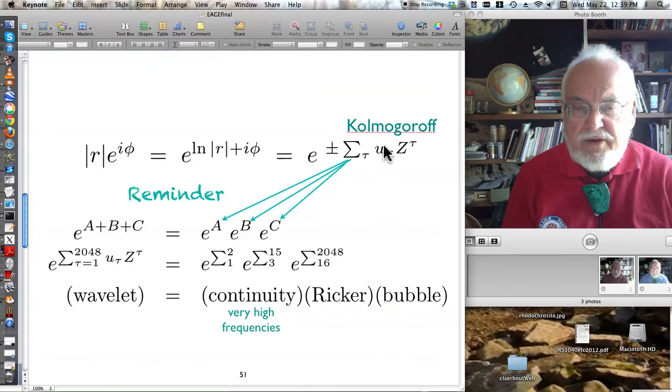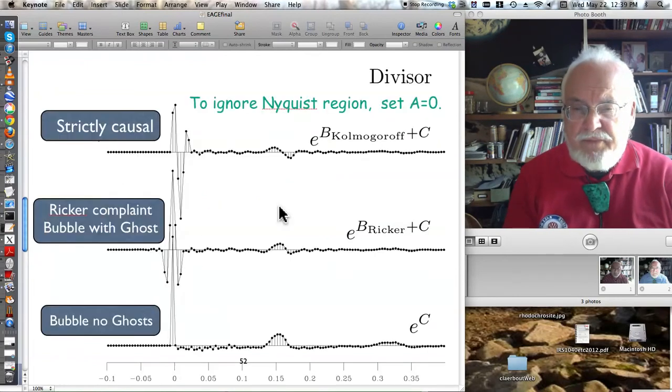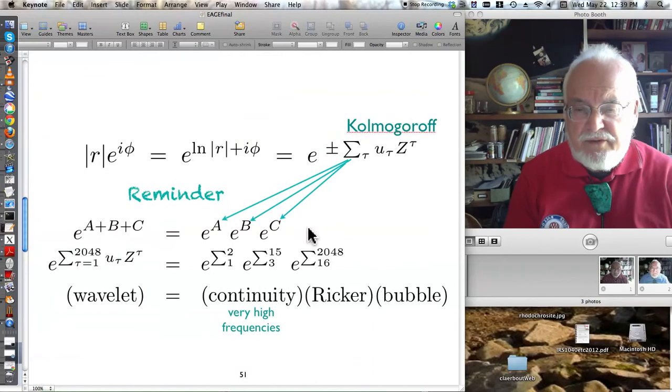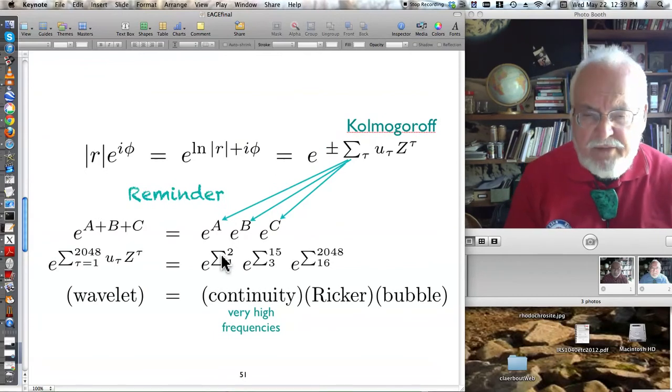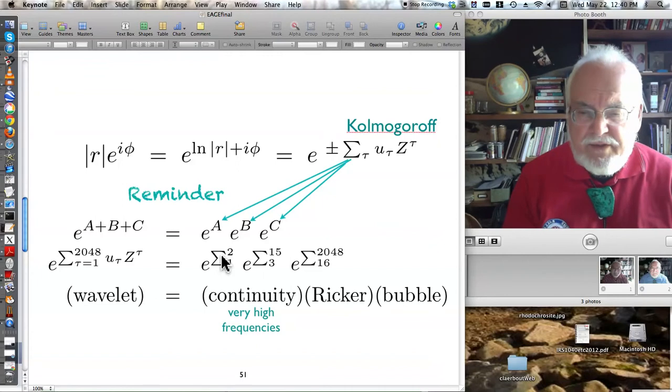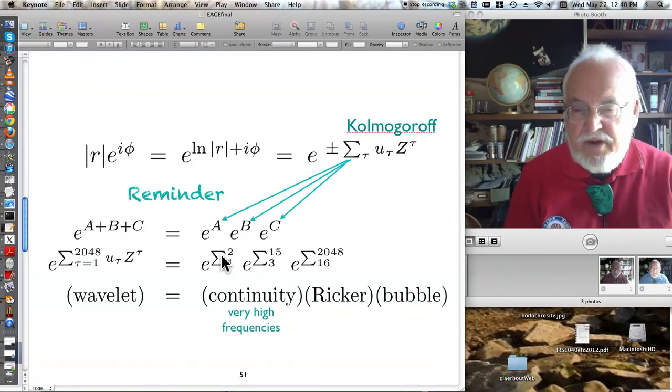Just a reminder, we started with a Kolmogorov function, and we broke this sum into three parts: the small lags, the medium lags, and the large lags. I'm going to tell you how I create these outputs now. We want to ignore the Nyquist region, the neighborhood of the Nyquist. We set A equal to zero. That's the lags here that go up to about 6-8 milliseconds, 4 milliseconds, I don't know. You try this parameter and choose what you like. It's like the frequency cutoff.